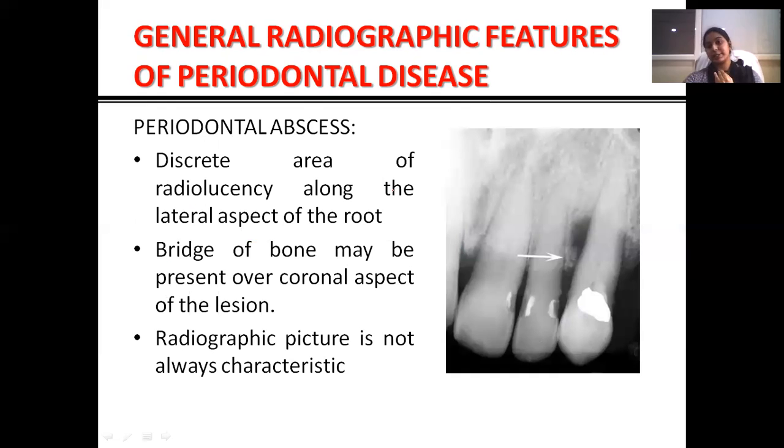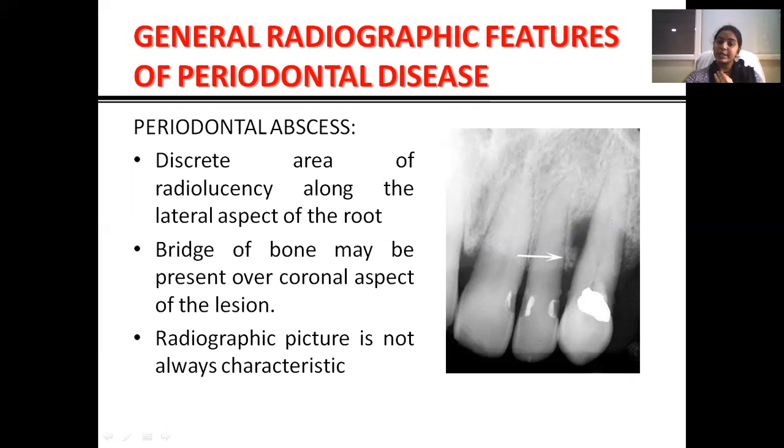Next, periodontal abscess. See, the radiographic picture of periodontal abscess is not always characteristic. It is not always necessary that radiographic changes have to be present. It depends on the stage of the lesion. If it is an early stage, and it has only involved the soft tissue, then obviously there won't be any radiographic change. If it is involving the bone, if the destruction has taken place to a certain extent, then only we can appreciate the radiographic change.